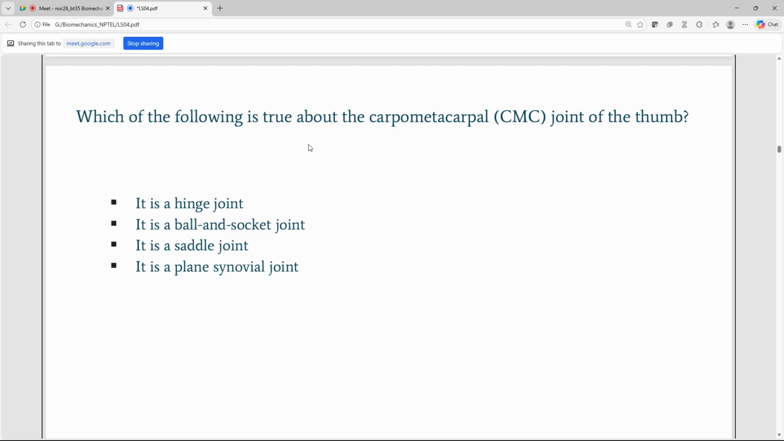Next question: which of the following is true about carpometacarpal, that is CMC joint of the thumb? So the question is specifically on CMC joint of the thumb. Options are: option A, it is a hinge joint, option B, it is a ball and socket joint, option C, it is a saddle joint, option D, it is a plain synovial joint.